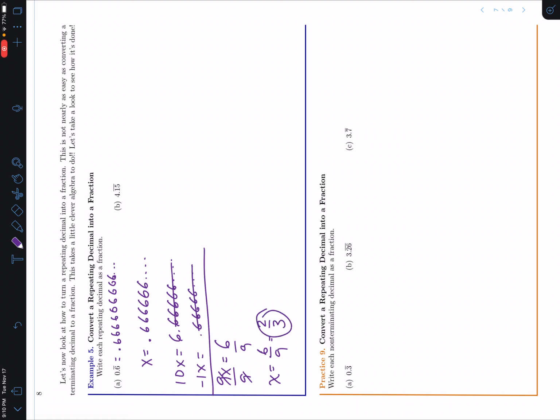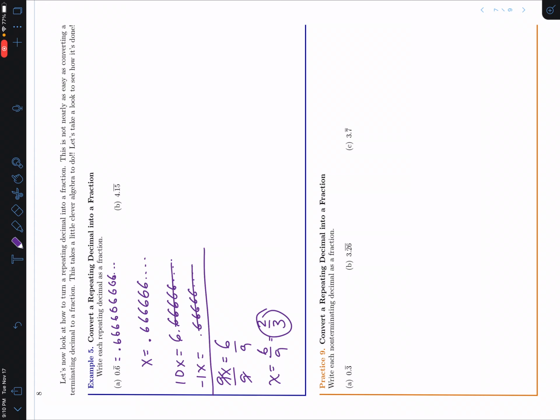You may recognize that decimal as 2/3. Some of these may look familiar to you. Again, that's a cool little trick that you can do with algebra to turn a repeating decimal into an actual fraction. All right, so let's look at question B here, because this one requires a slightly different trick, but the same idea.